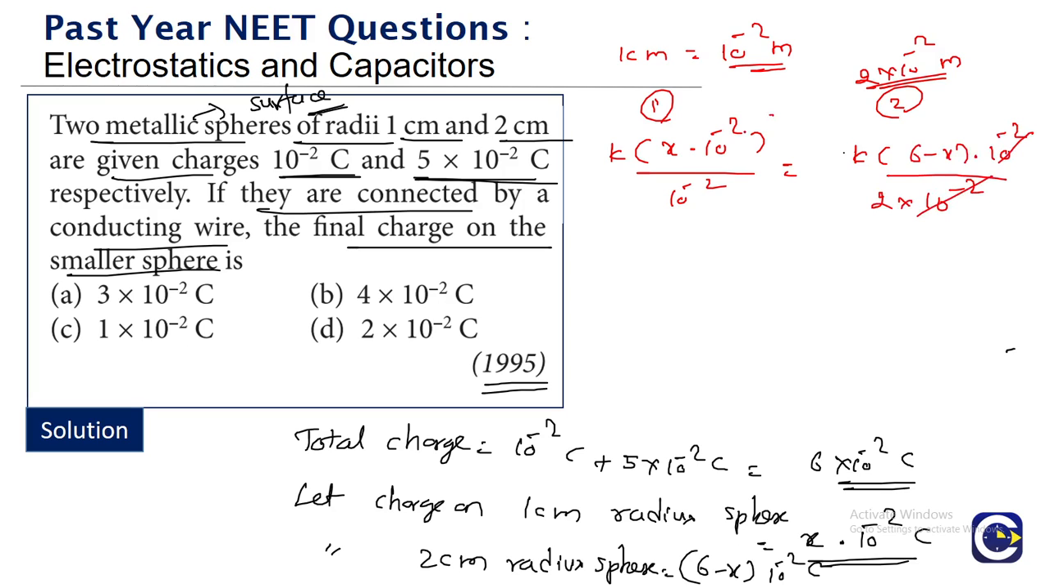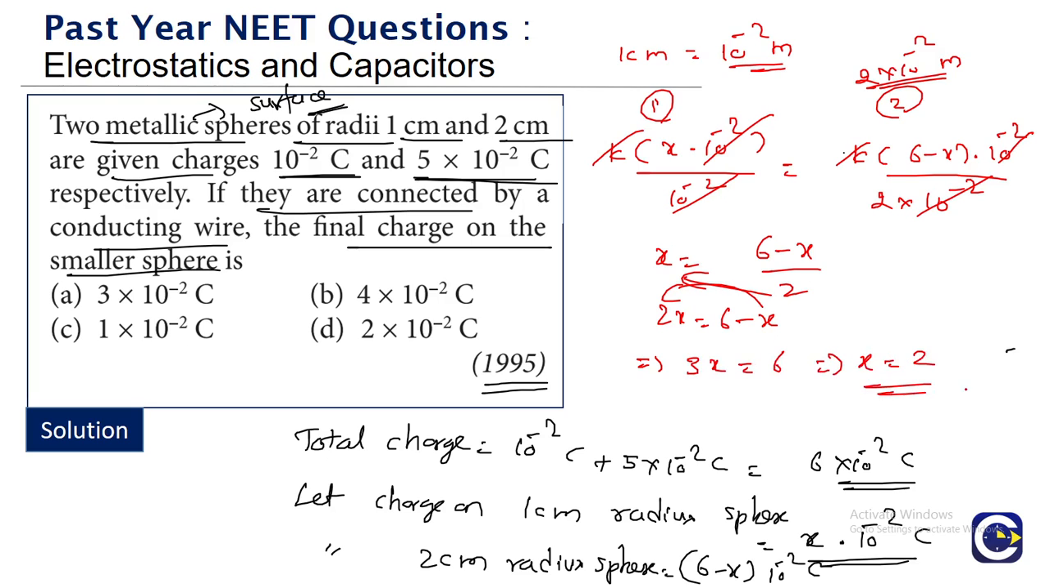10 power minus 2 and 10 power minus 2 cancel. K also gets cancelled. x is equal to 6 minus x divided by 2. We'll bring the 2 this side. 2x is equal to 6 minus x. Bring the x this side. Minus x will become plus x. Totally 3x is equal to 6, which means x is equal to 2.